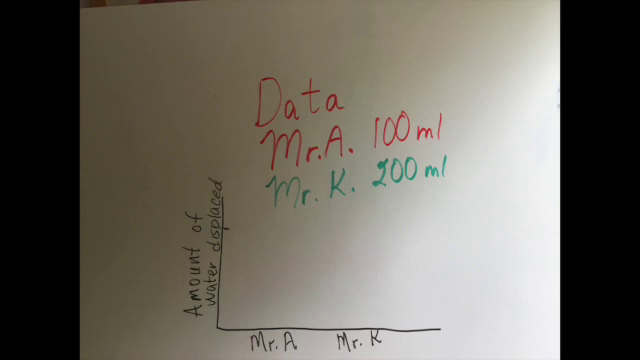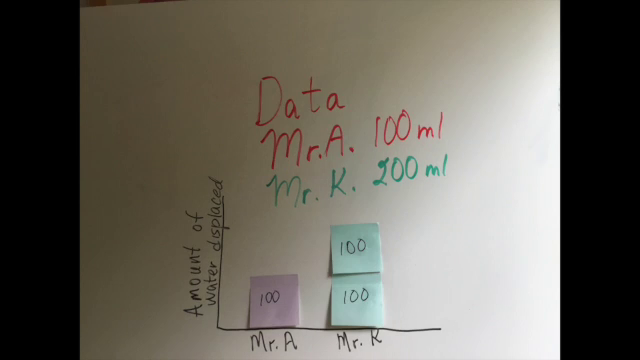So now we'll use Post-it notes that represent 100 milliliters to make a bar graph for Mr. Archimedes and Mr. Kangaroo. So let's place one Post-it note worth 100 milliliters above Mr. Archimedes' label because he displaced 100 milliliters of water. And now let's place two 100 milliliter Post-it notes, each equaling 100 milliliters, to represent Mr. Kangaroo's 200 milliliters that he displaced from the bath.